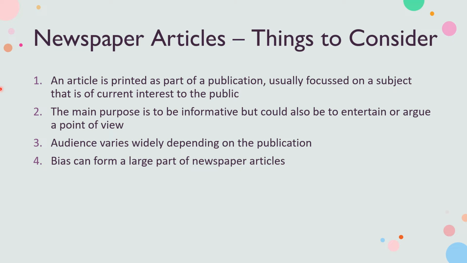article to write about. So number one, an article is printed as part of a publication, usually focused on a subject that is of current interest to the public. I think this last bit in particular is key, but obviously if you are sitting an exam, you're not likely to be given an article that is completely up to date. So it's important to consider the context in which the article was written, how old the article is.